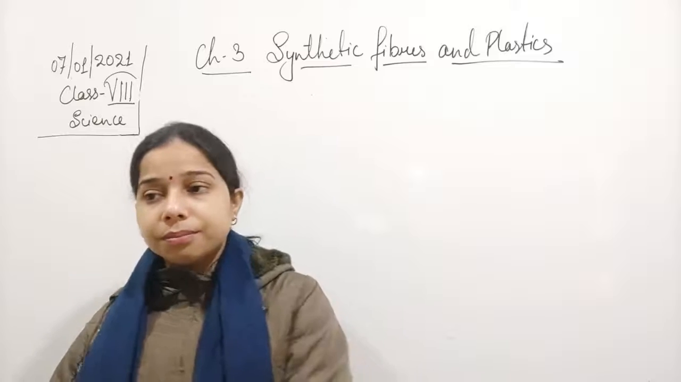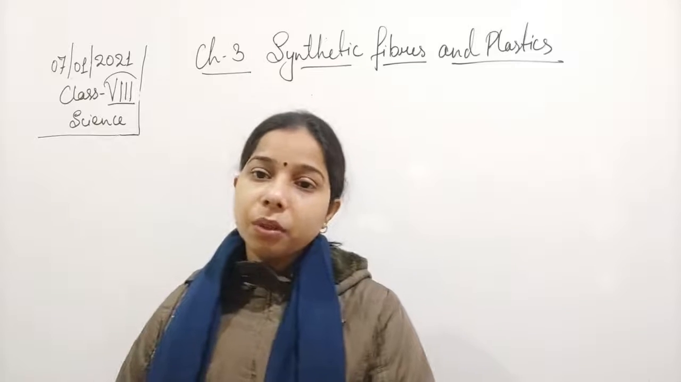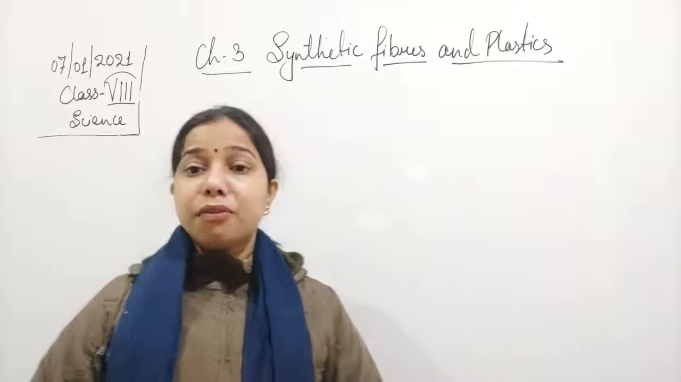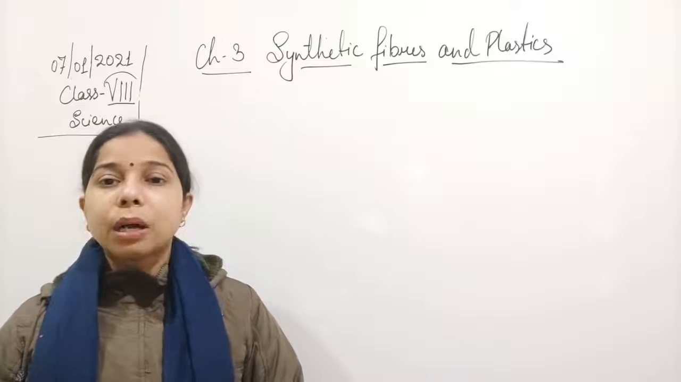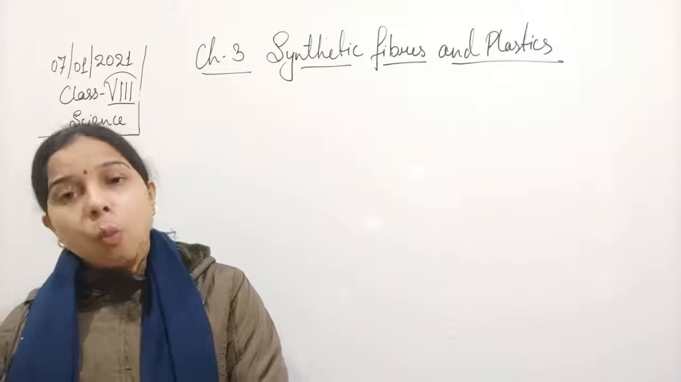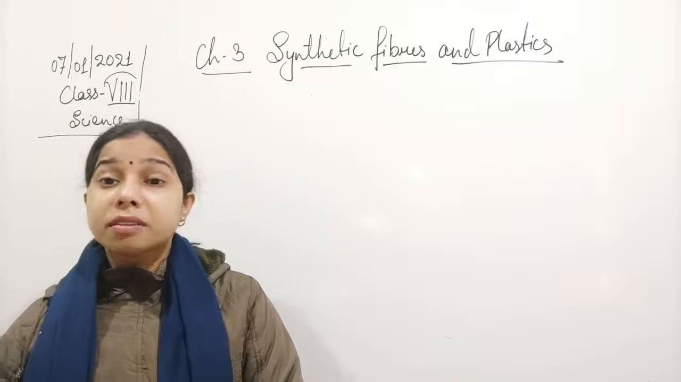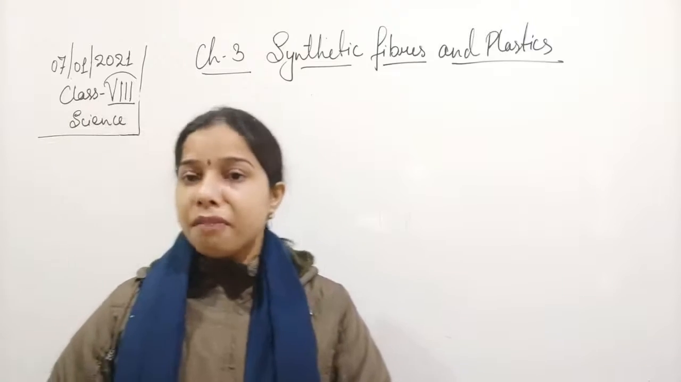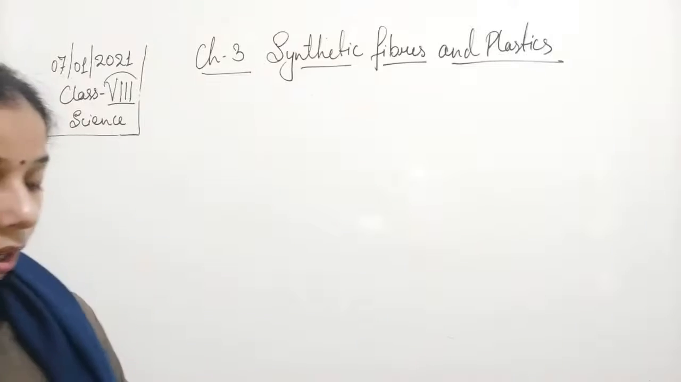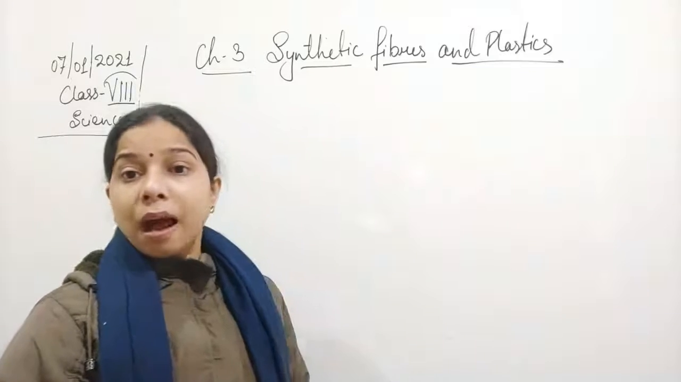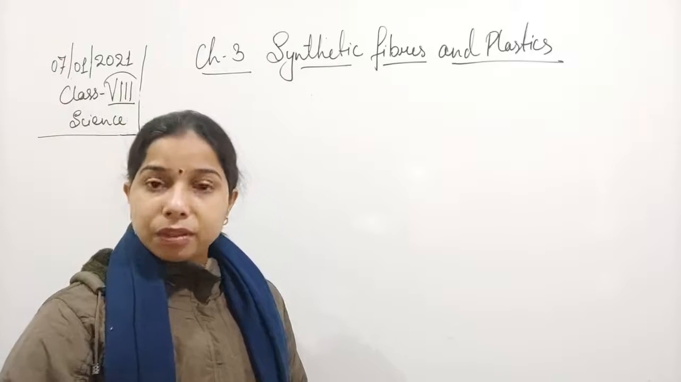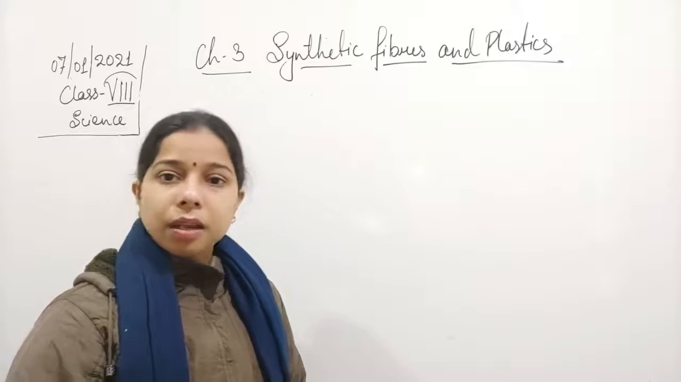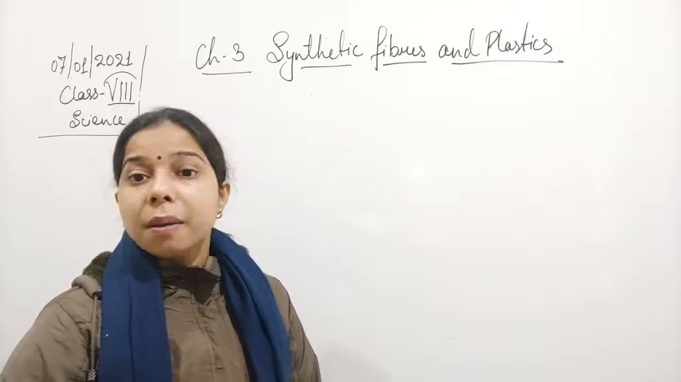It is the fibers which join together to make yarn, and then the fabric is formed. We already studied this in class 6, what a fiber is, what a yarn is, and how these all help in making fabric. Now let us see how synthetic fiber is made, what the different types of fibers are, and at last we will discuss plastic also.